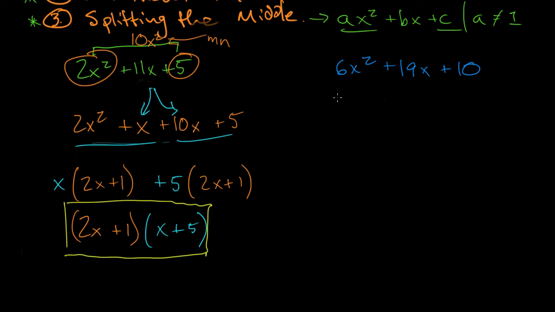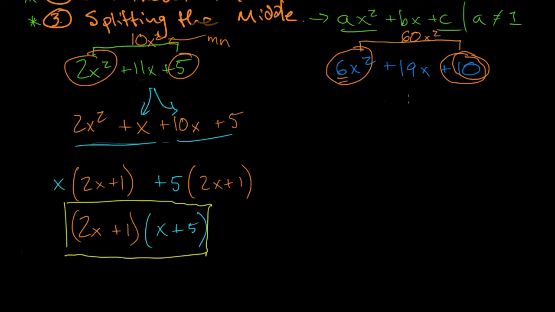Let me do another example. Let's try factoring 6x squared plus 19x plus 10. Since the coefficient of the x squared term isn't 1, I have to try and split the middle. So I'm going to multiply my ax squared by the c term. I should include the plus 10 in there. That gives me 60x squared.